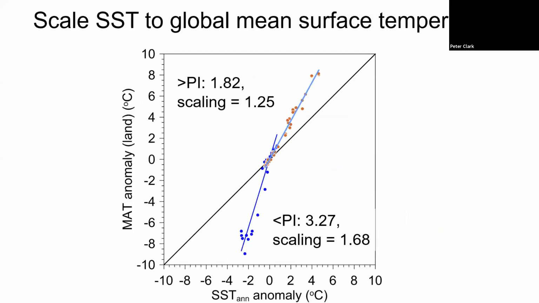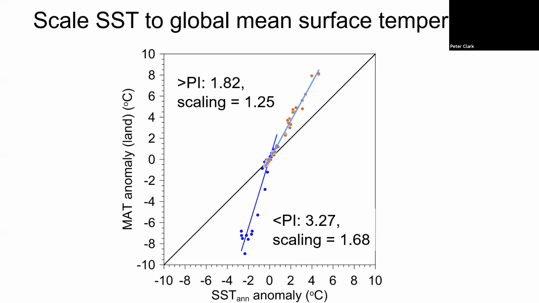Okay, then what we wanted to do is take that record and derive global mean surface temperature from it. To do so, we needed to account for the change in land temperature, which is greater than the change in sea surface temperature for a given global temperature change.